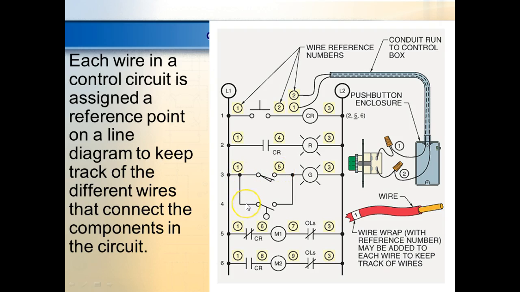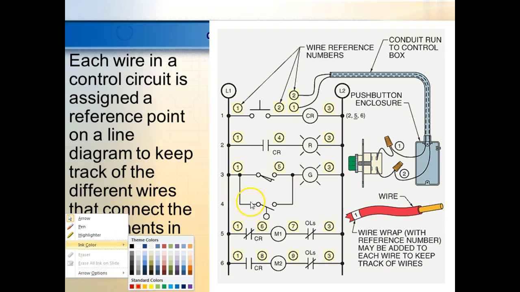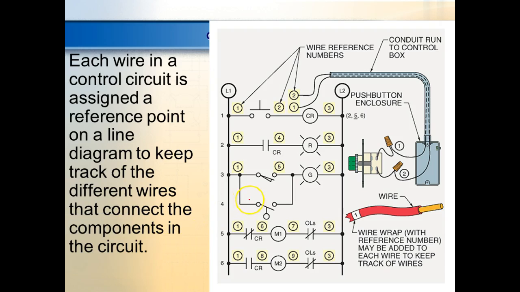Okay, why didn't I put a number on this one? Right here. What would be this number right here? It's a common spot. Any wire connected to the common spot gets the same number. This other side would be 5. Why? It's connected to that common spot.